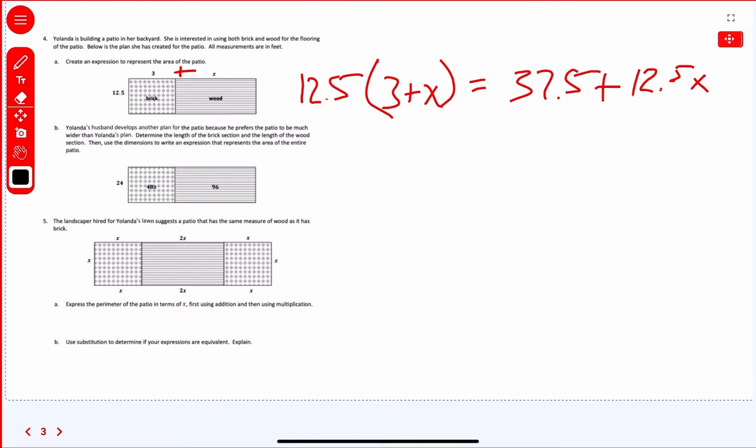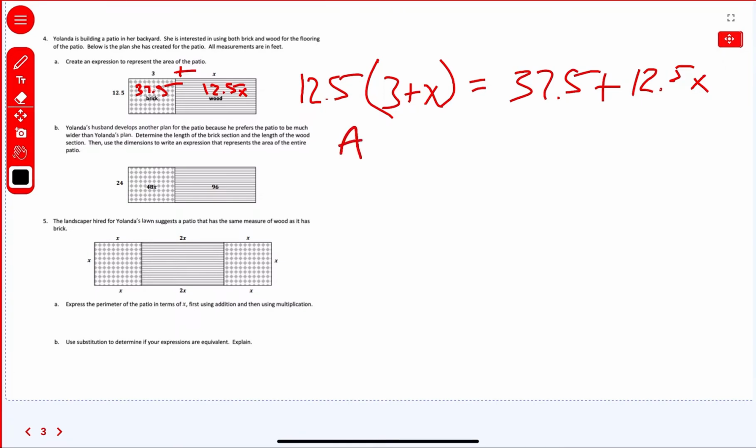Now, just like up here, this area of the brick would be 37.5, and the area of the wood would be 12.5x, right? Now we're given the area, and we're given the width. Now we got to determine the length. So, how are you going to do this? We're going to take our area, divide by our width, and that'll give us our length, right?